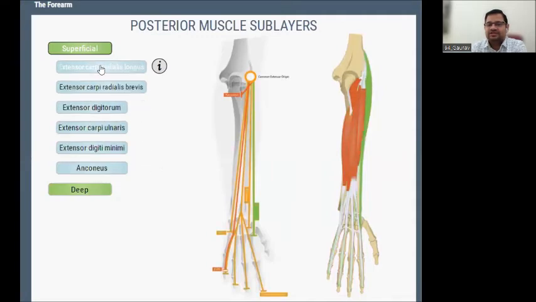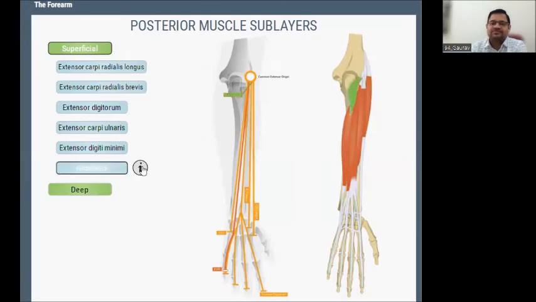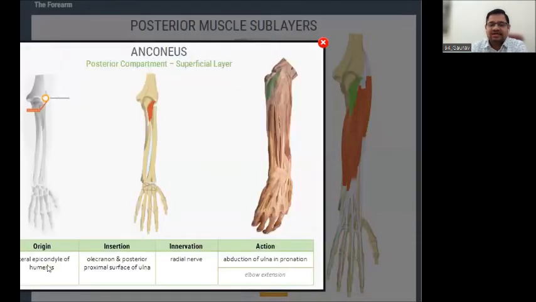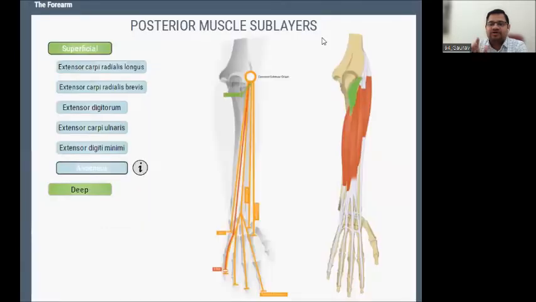Anconeus is a special arrangement, so you can see it here. This small one, very small one, and it is also going to be originated from the lateral epicondyle of humerus. Insertion will be olecranon and posterior proximal surface of ulna. Nerve supply will be the radial nerve, and the action will be abduction of ulna in pronation. So it will be helping in pronation in the movement of ulna.